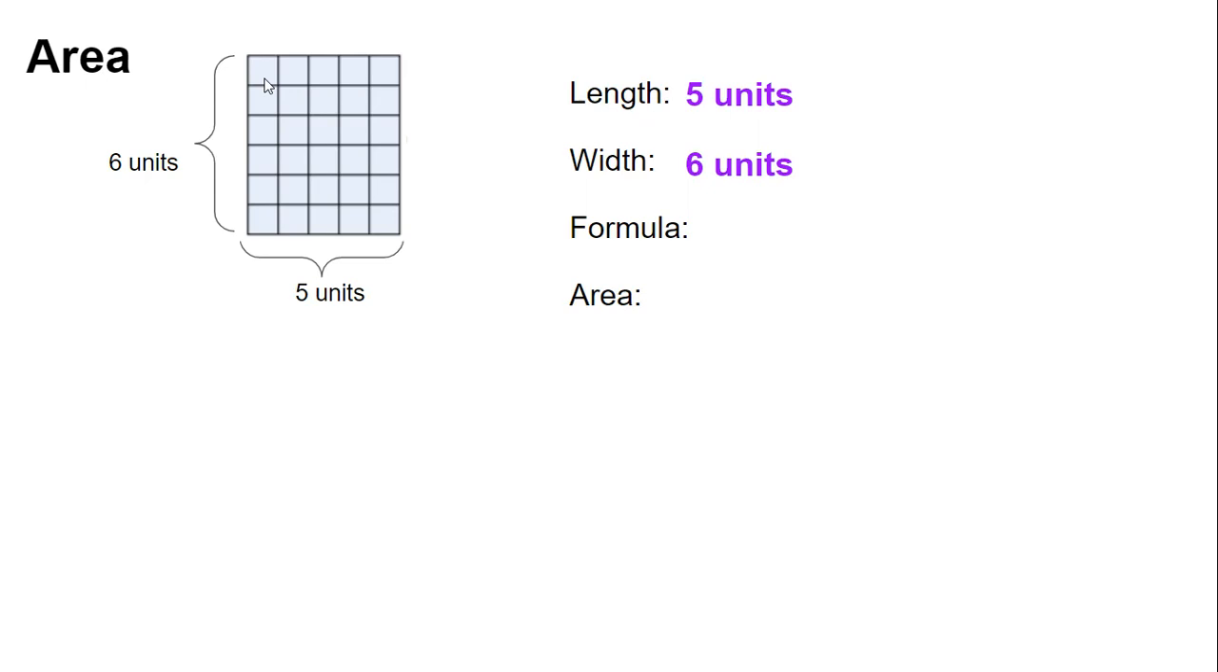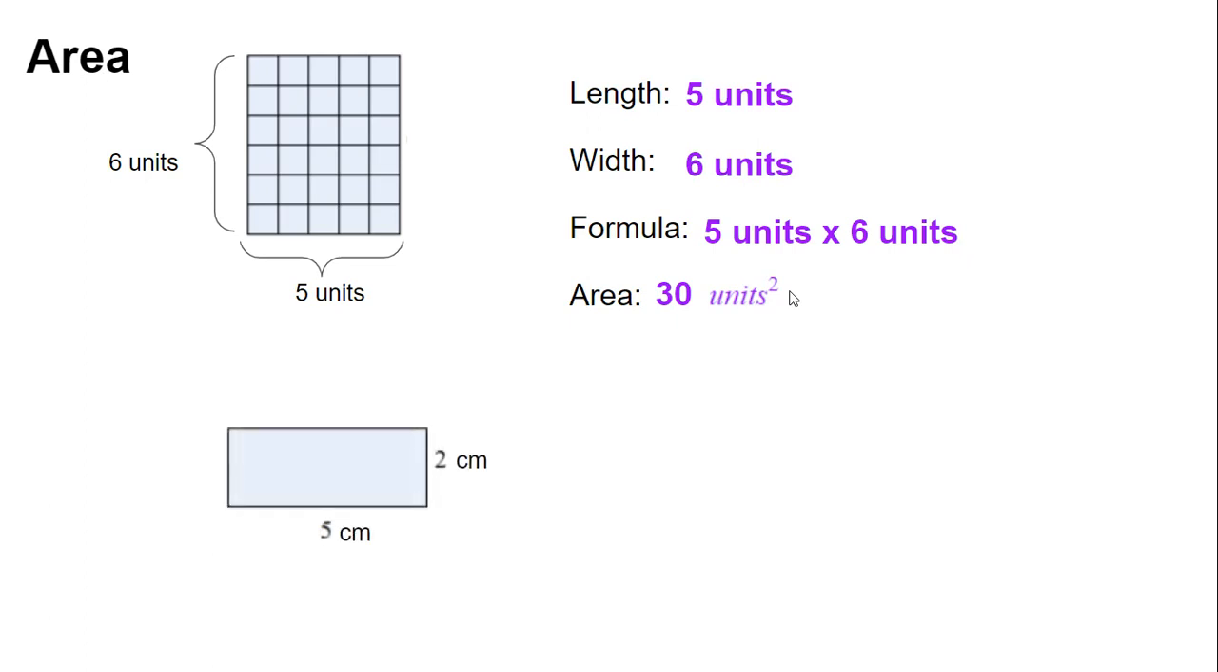To find the area, we could count each individual unit, but that might take a while. So what we could do is multiply the side length, which is the length times the width. So we're going to multiply 5 units times 6 units in order to find the area. 5 times 6 is 30, and units times units is units squared. Just like we're multiplying the whole numbers, we do need to multiply the units. So make sure that we remember to put that 2 as our exponent, showing that we've multiplied units 2 times.